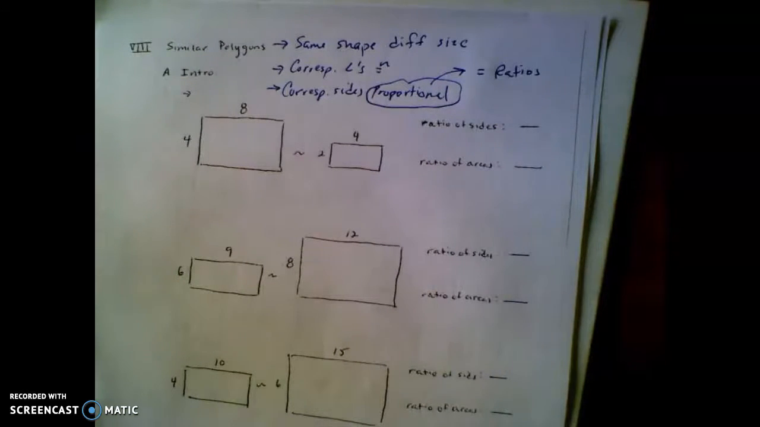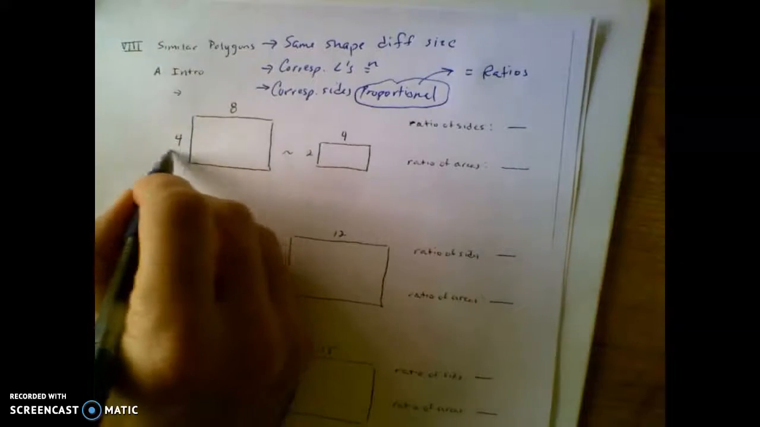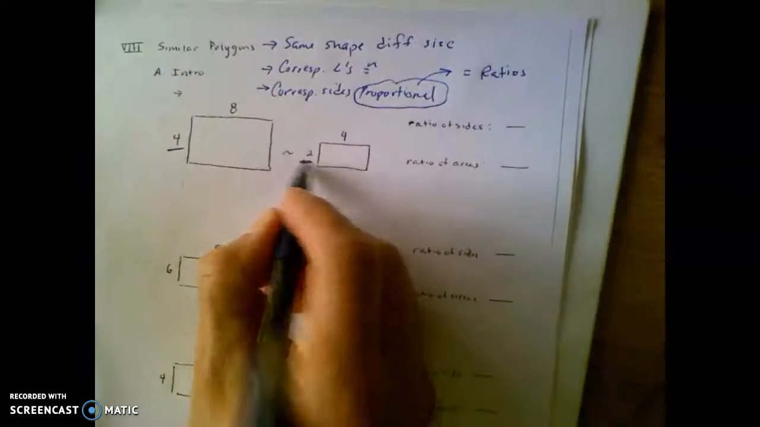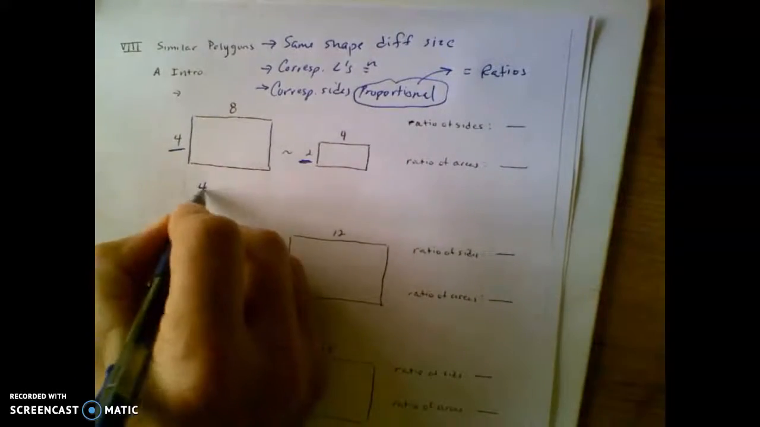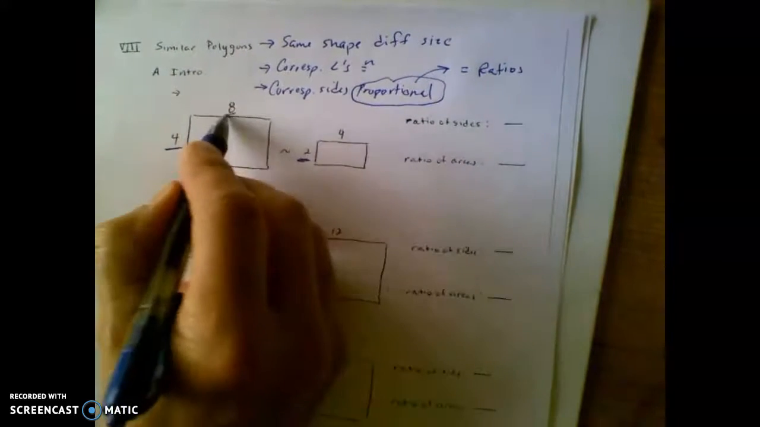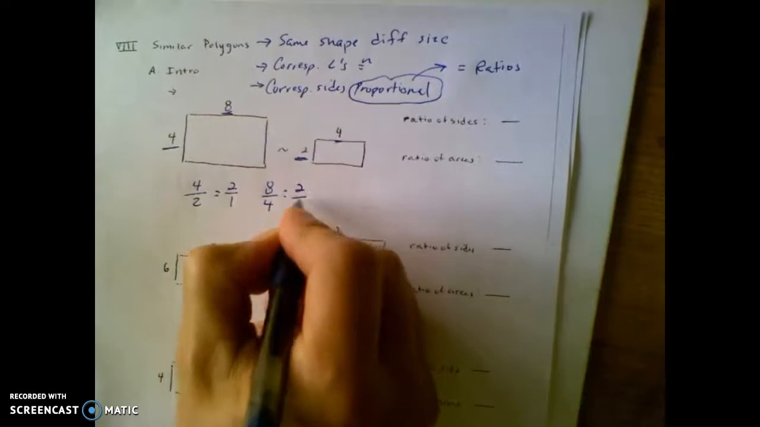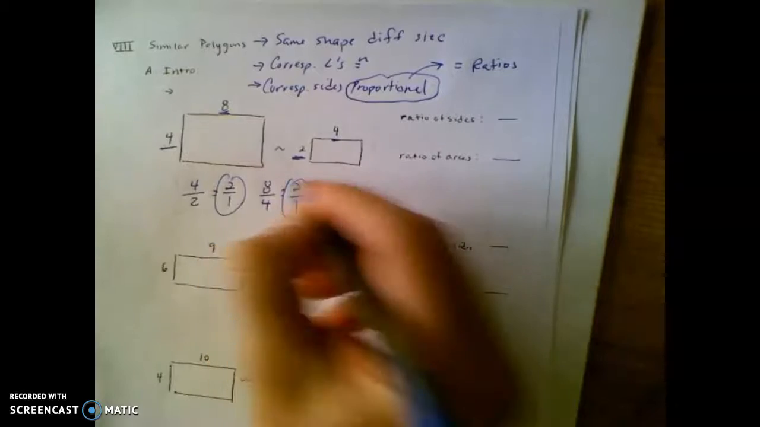So I have examples of similar polygons here. It wants me to find the ratio of their sides and the ratio of their areas. The ratio of the sides, I'd match up corresponding. So corresponding side here, 4, corresponds with this 2. So again, if I put that into a ratio and reduce, that goes down to 2 to 1. If I match up the 8 and the 4, that's also going to reduce down to 2 to 1. So that is the ratio of the sides, 2 to 1.